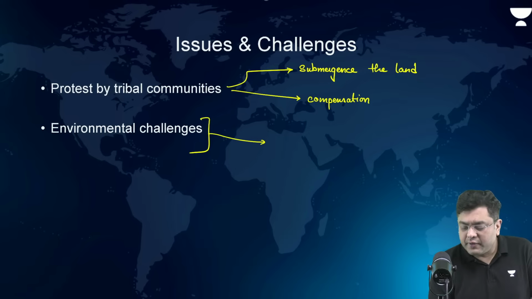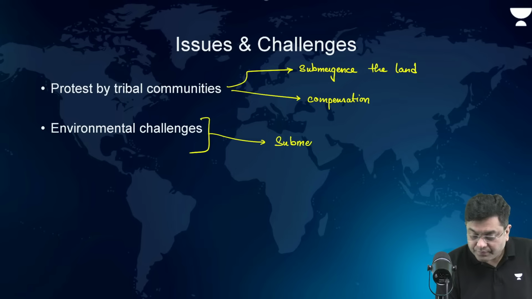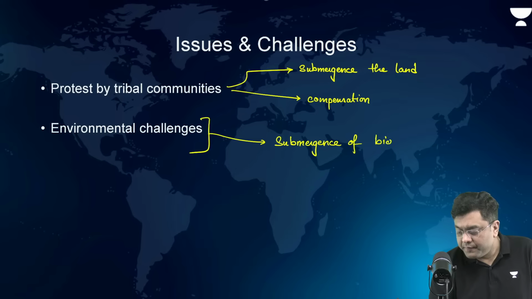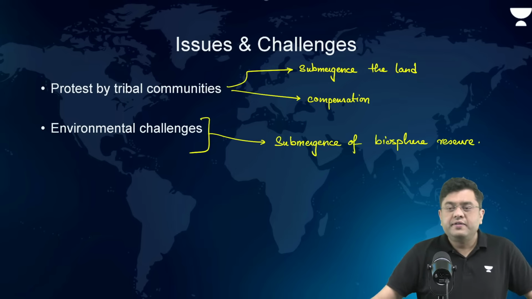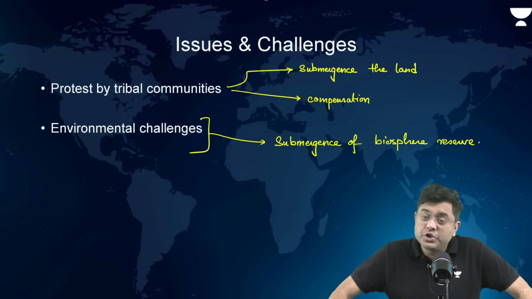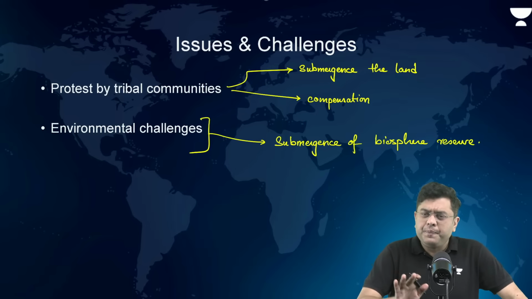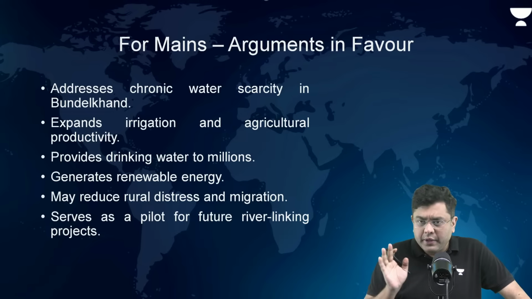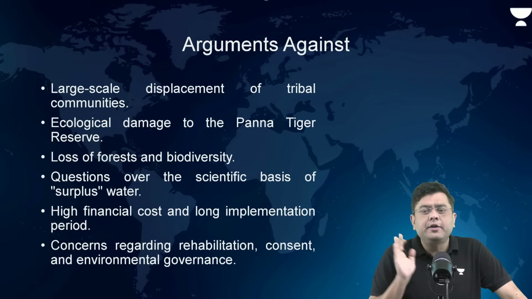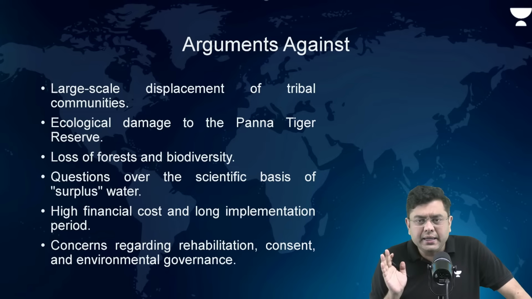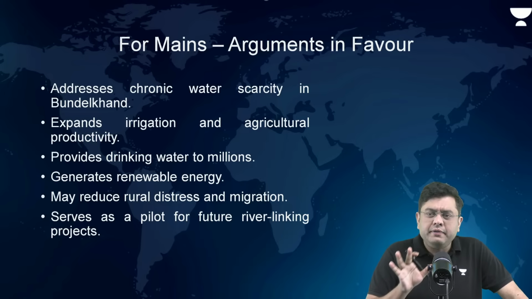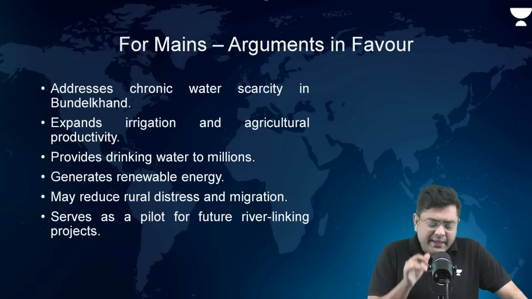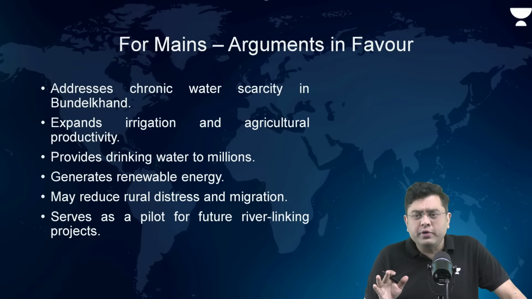Environmental challenges, submergence of the land, submergence of biosphere reserve, right? Submergence of the land. This is a major issue. Okay. Now, for your mains, I want you to have point wise answers. So, the arguments in favor, arguments against the interlinking. Okay. And associated with the Panna Tiger Reserve and the Ken Betwa interlink. Use this in order to write answers.